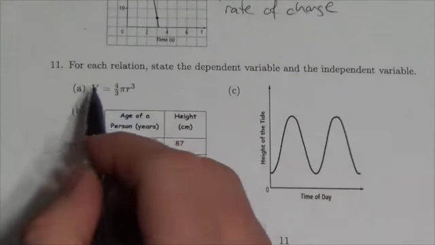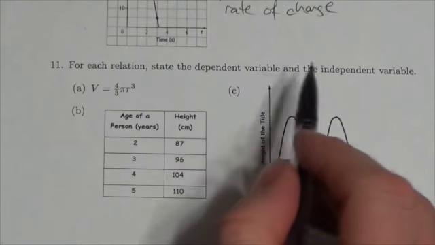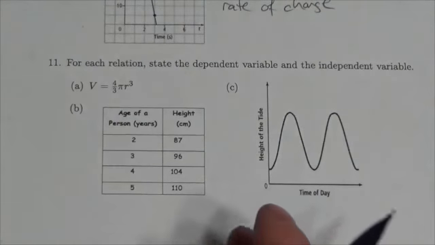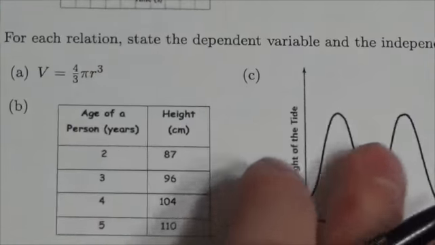Hi everyone. For this question it says, for each relation state the dependent and independent variables here. Okay, well that's not such a bad thing here. Let's take a look at this first one. Let's zoom in just a little bit here.